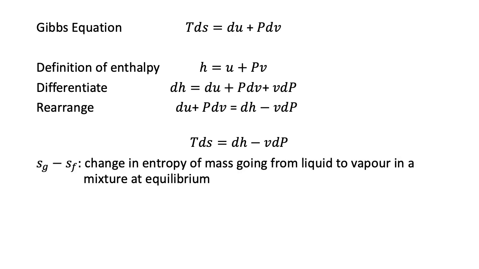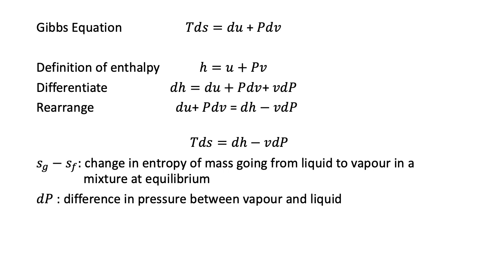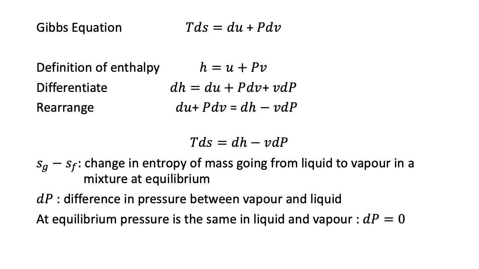Now we want to calculate Sg minus Sf. This represents the change in entropy of a mass which goes from the liquid to the vapor in a mixture at equilibrium. The two phases that we are dealing with, therefore, are the liquid and the vapor. dP would therefore represent the difference in pressure between the vapor and the liquid. But we know that at equilibrium, the pressure is the same in the liquid and the vapor. So therefore, dP is equal to 0. We can cancel out that term, VdP, and we are left that dS is equal to dH upon T.